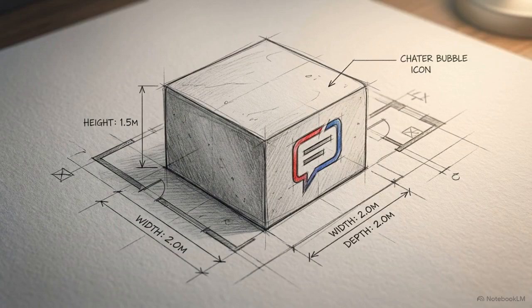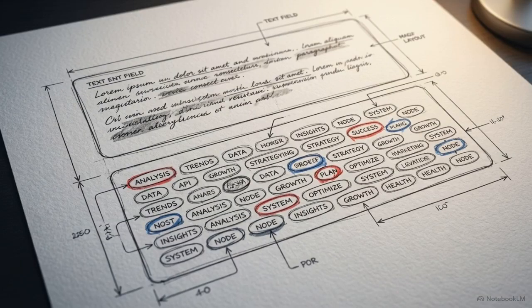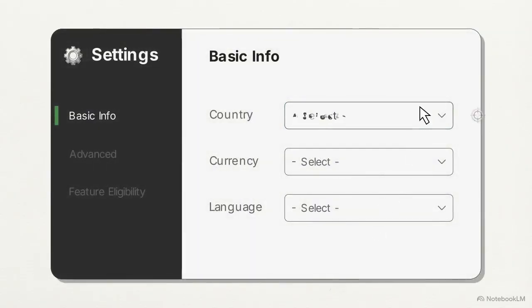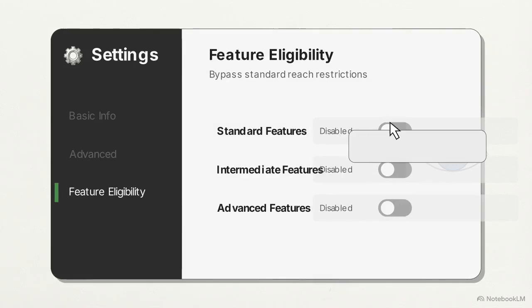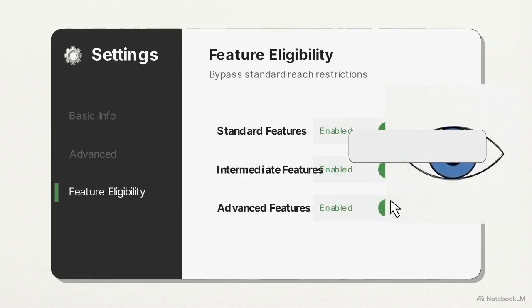Step 1 is building the foundation. We start in ChatGPT to generate a branded channel name, an SEO-optimized channel description, and a set of backend tags specifically tailored for the finance space. In your channel settings, set your country to the United States, currency to US dollars, and language to English. Lock in education as your category. Then, in the Feature Eligibility tab, manually enable all 3 options to bypass standard reach restrictions.